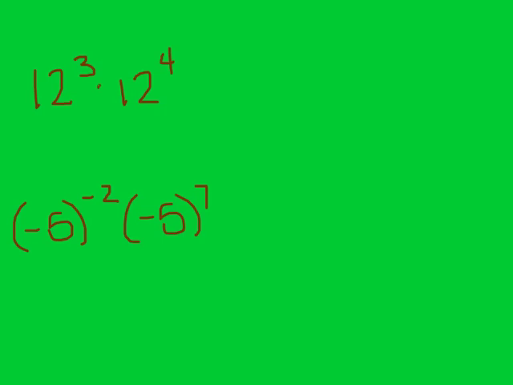So here are a couple examples. Again, pause it, work it out, see if you get it right. We're multiplying together two numbers that have different exponents, same base. So we're going to add together their exponents, and we'll get 12 to the 7th.